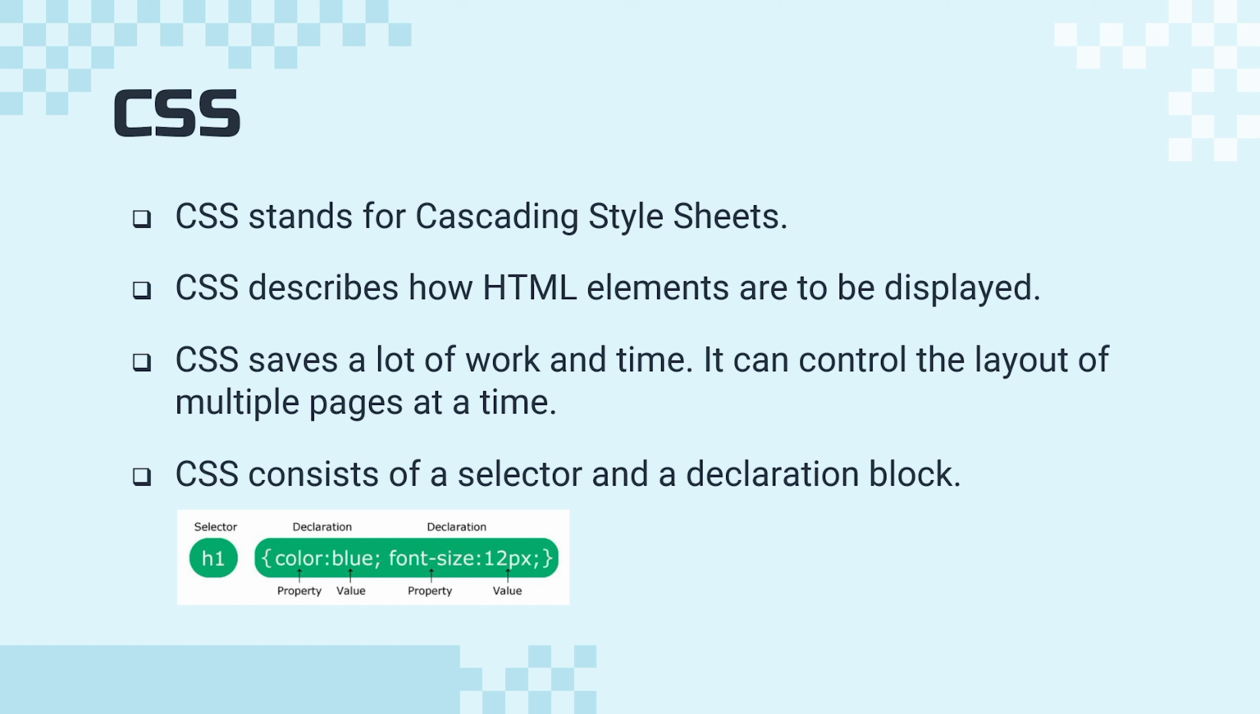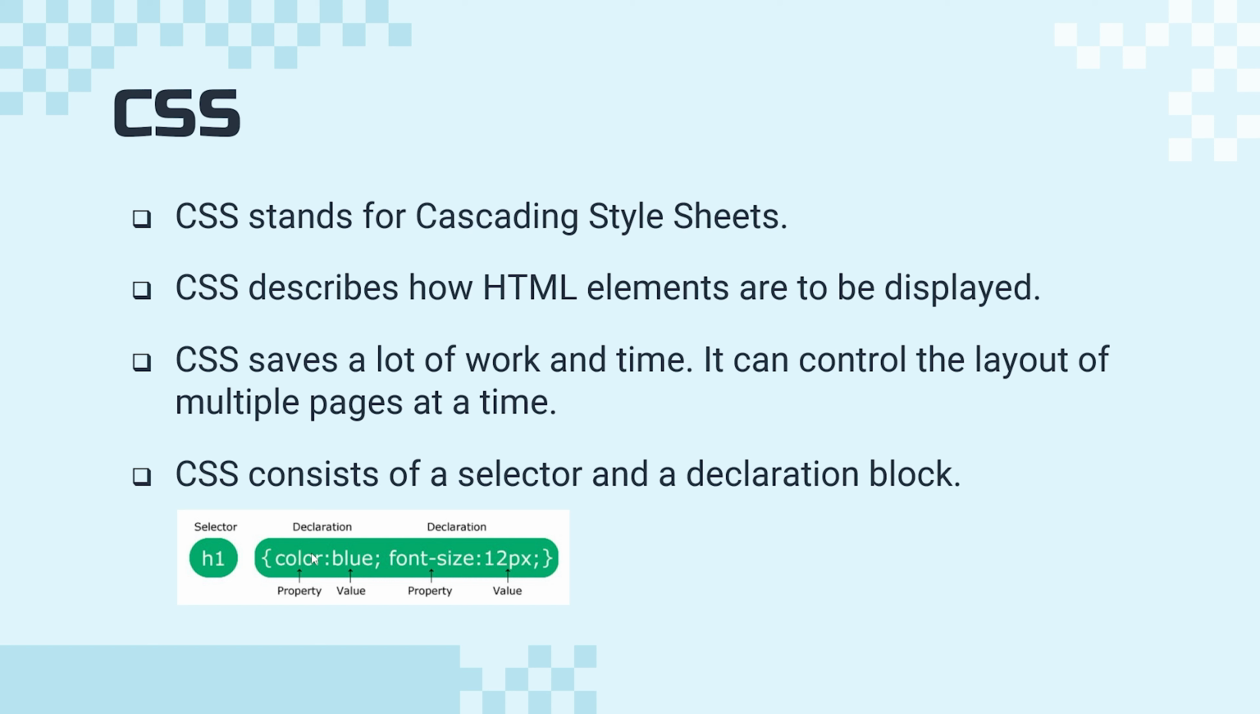The syntax of CSS is a selector and a declaration block. The selector could be the tag name or the element name. It could also be the class name or an ID. And the declaration block is characterized by curly braces containing declarations. In this example, we have two declarations, and these declarations have a property name and a value.